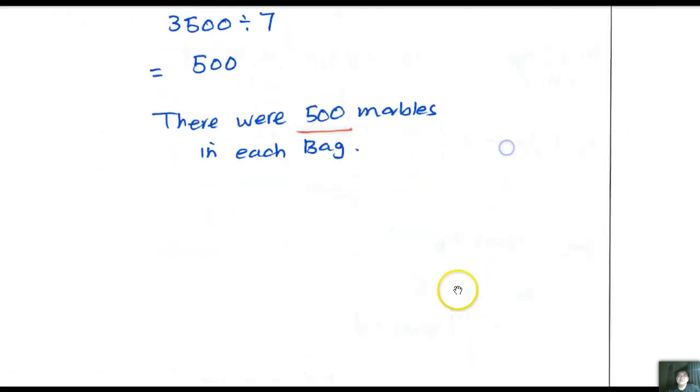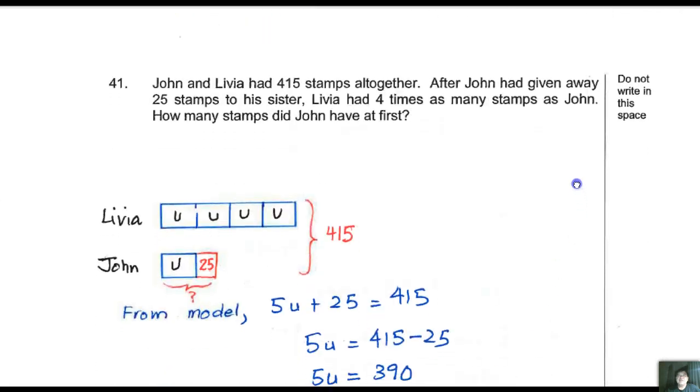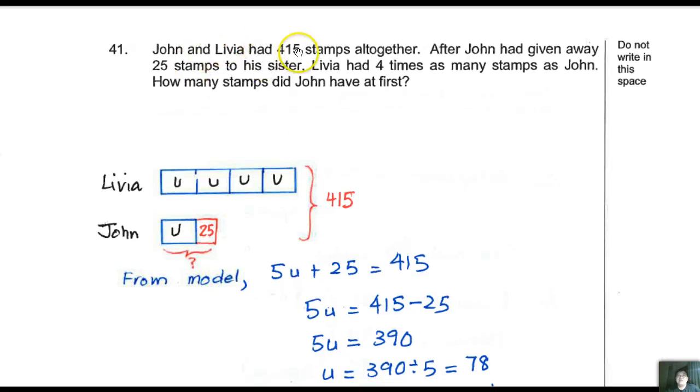Next. John and Livia had 415 stamps altogether. Okay, Livia, John, 415. Of course, at first you do not know this by just reading the first line. You must carry on. After John had given away 25 stamps to his sister, okay, Livia is not the sister, but John from here, this is the original number. He gave 25 away to the sister.